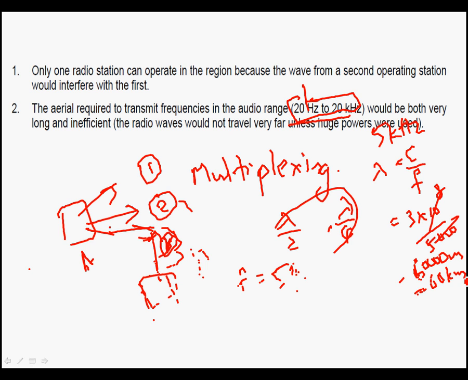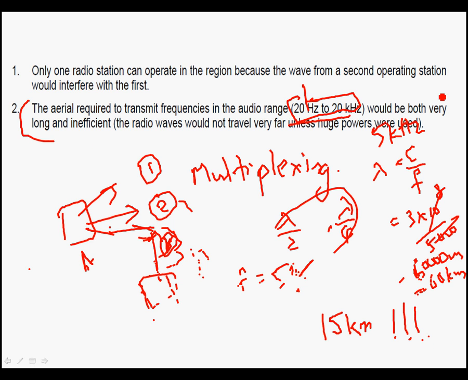That would be approximately 60 kilometers. Now the antenna length would be 1/4 of this or half of this, which would be approximately 15 kilometers. So 1/4 of the lambda is going to be 15 kilometers. Now that's absurd, right? That antenna length is absurd and not practical.